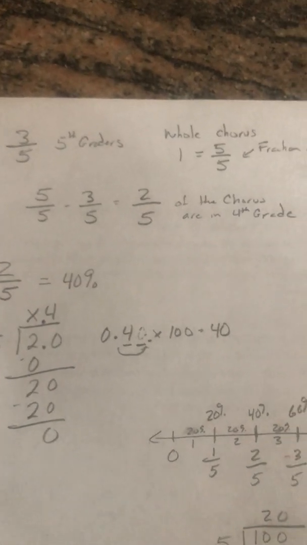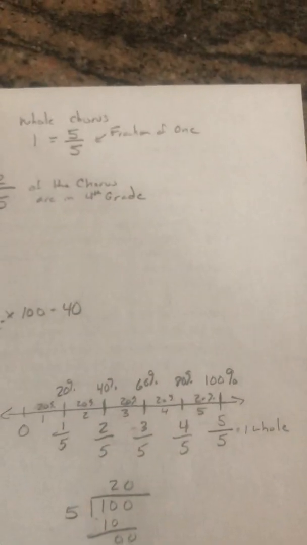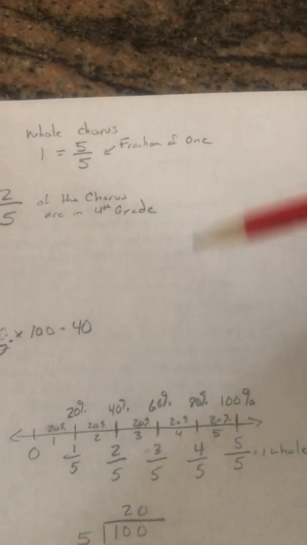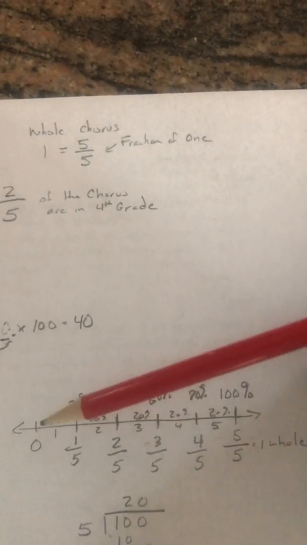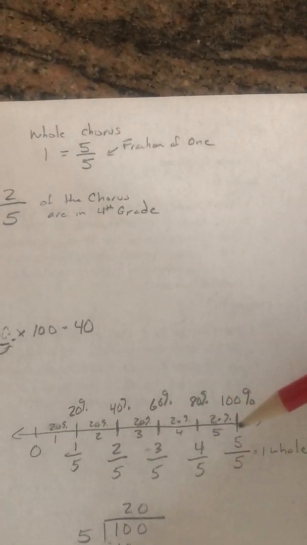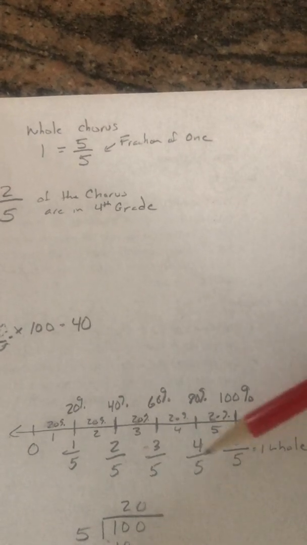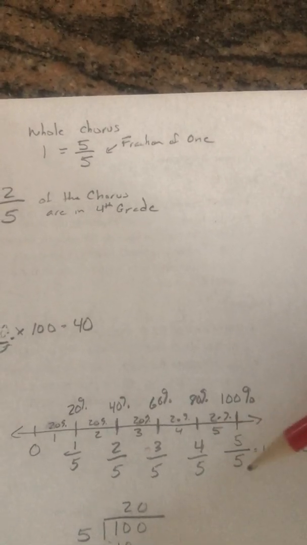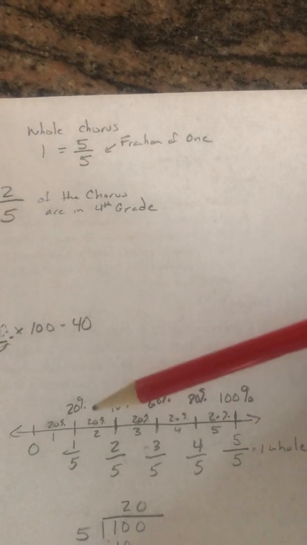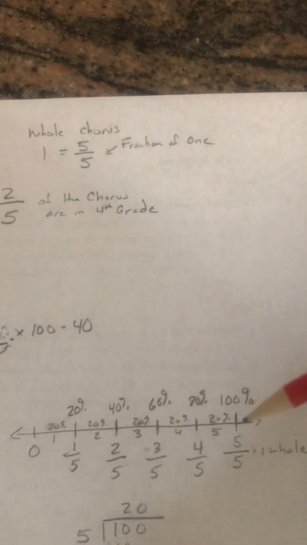Now today I've shown it also a different way by using a number line. So if we look at the number line here, I've done a few different things. So you have 0 to 1 whole, which again, we have our fractional amounts down here. So 1 whole we know is 5/5. And what I've done is I've separated this number line into fifths.